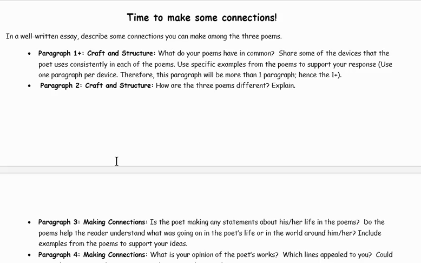Paragraph 2, craft and structure. How are the poems different? Explain. Are all 3 of your poems very, very vastly different and they don't have any similarities? Explain that.